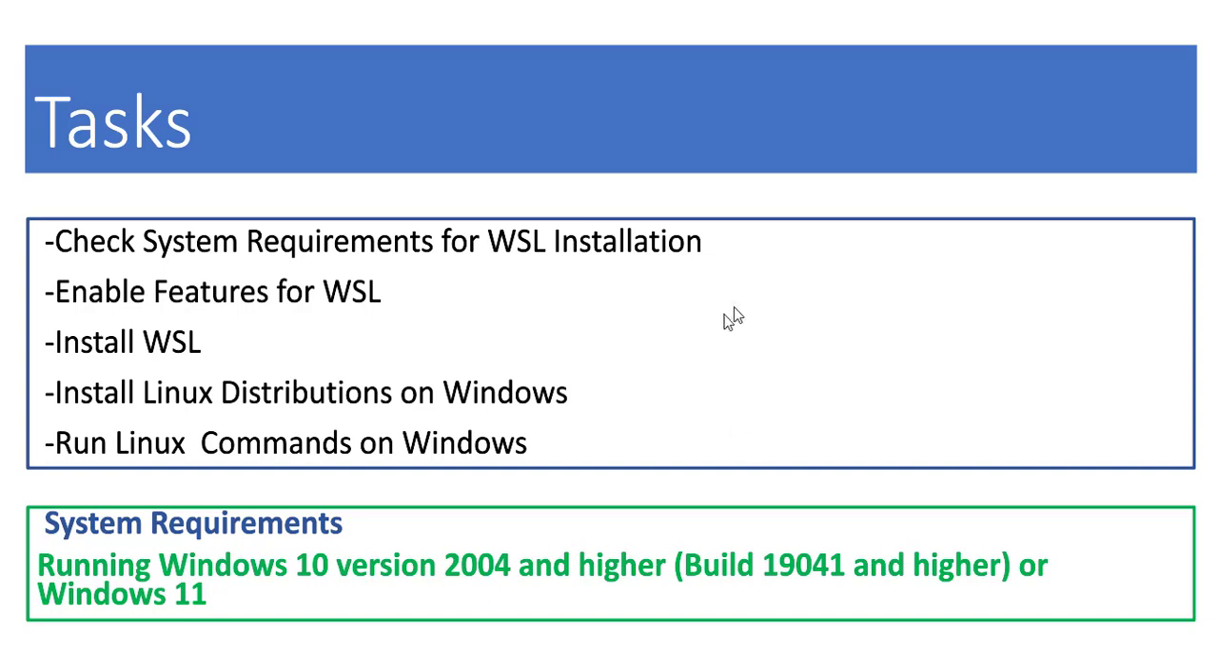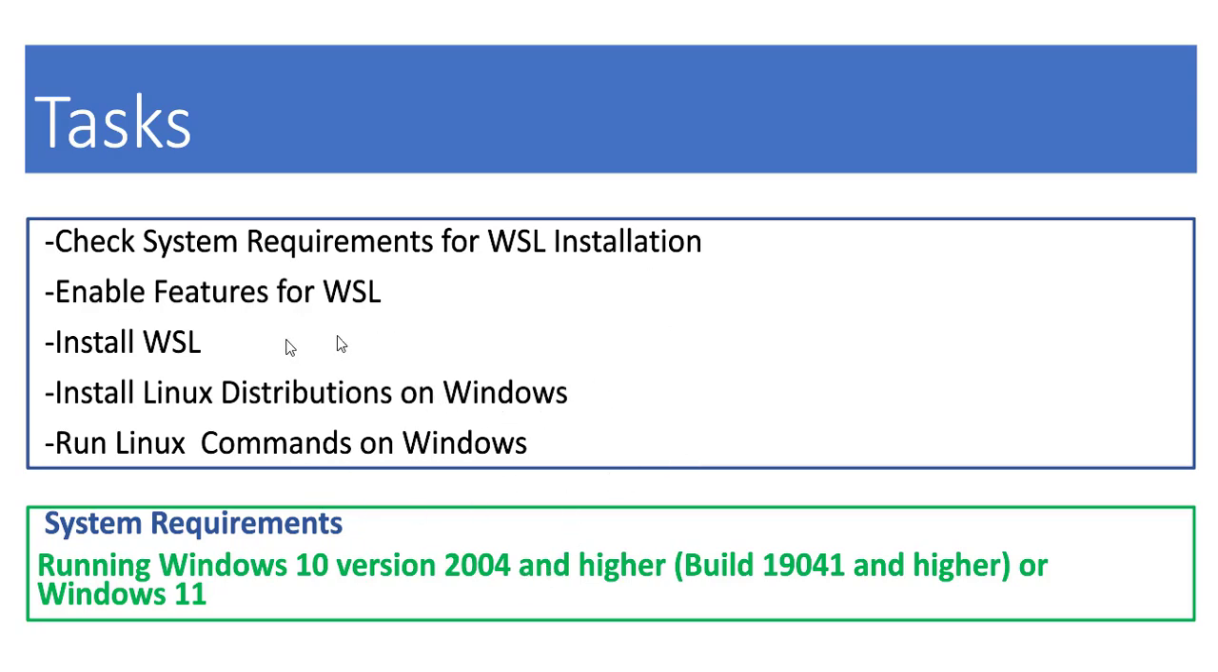Here are some tasks that we are going to implement during this video. First, we will check system requirements for the WSL installation for Windows. We will enable some features that are required for WSL. We will install WSL. We will install Linux distributions on our Windows operating system. And finally, we will run some Linux commands on our Windows operating system.